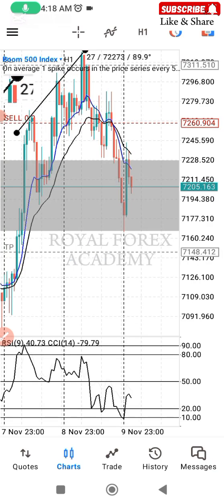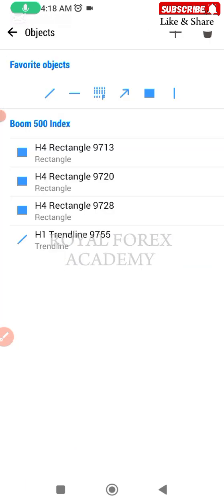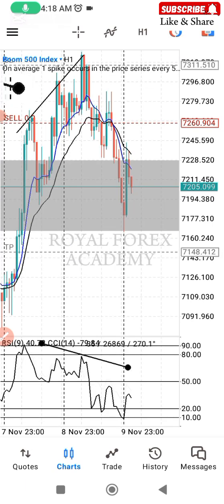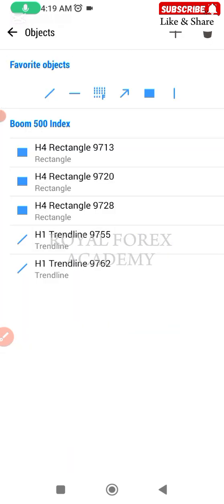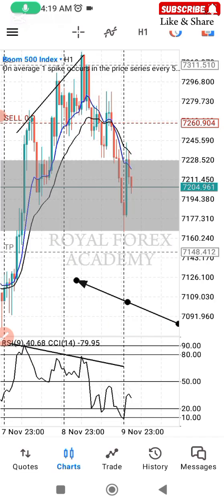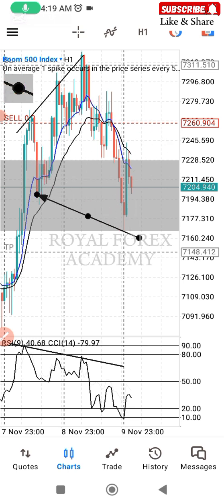In our previous video, we talked about divergence, and here we have divergence. So now I'll spot my divergence, and this divergence is playing out. So now, how do I make my entry? I'll simply make my entry this way.